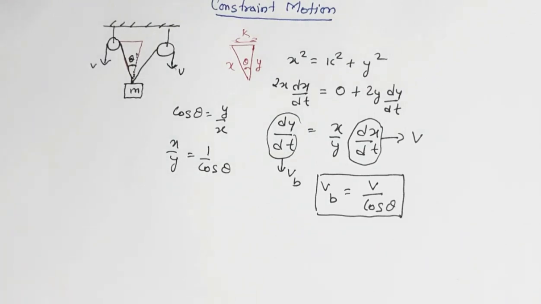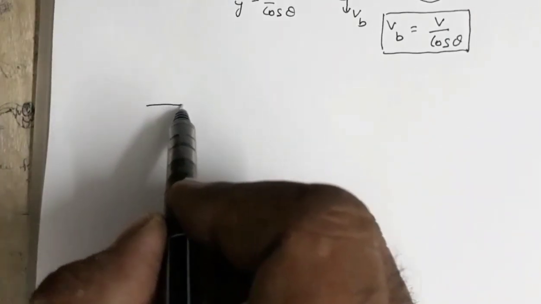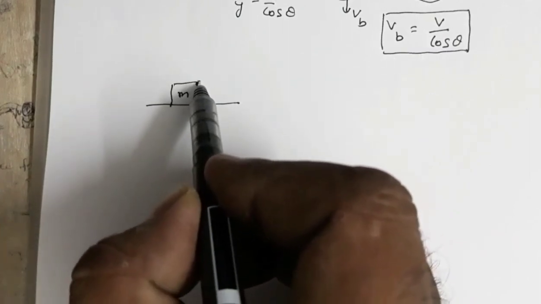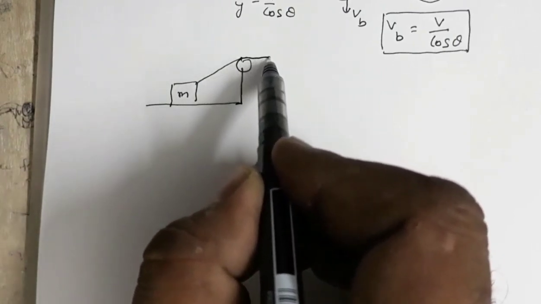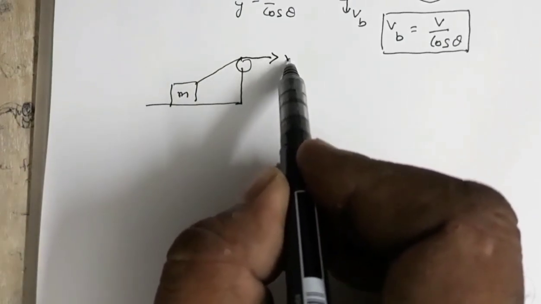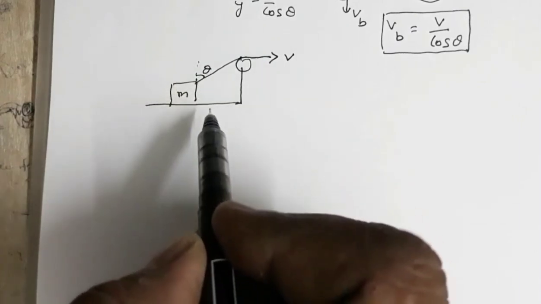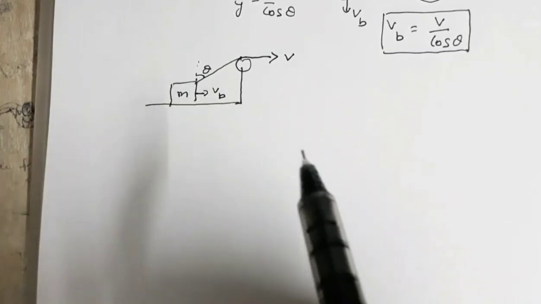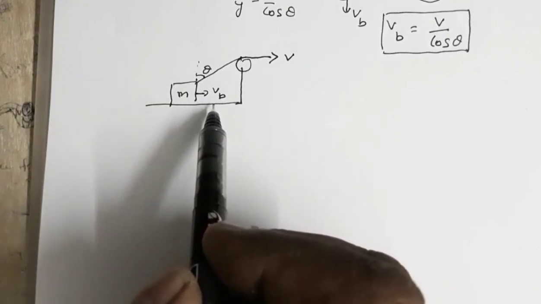Now let us see one more problem based on this concept. Suppose this is a horizontal smooth surface. This is a block of mass m. This is a string passing over a pulley, and this is the free end of the string, and this free end is pulled with velocity v. Suppose this angle with the vertical is theta. So we have to find again the velocity of this block, vb. The condition is the block should not leave contact with the ground.